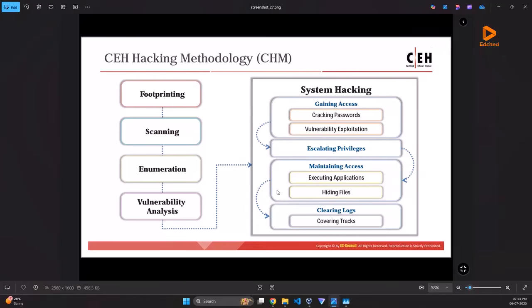Similarly, it is very, very important that you understand the life cycle of a hacker. And these are the certain steps. When you talk about the methodology, indirectly you're talking about the steps an ethical hacker would follow. If you skip a step, let's say I directly go into gaining access, no, you're doing stuff wrong there.